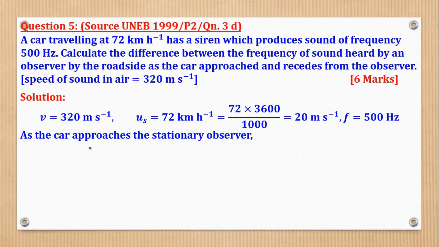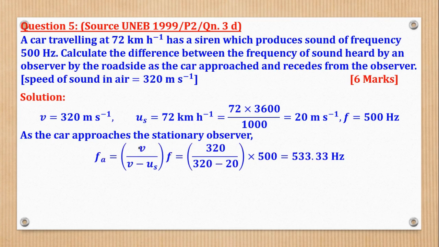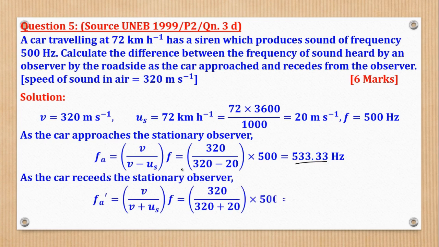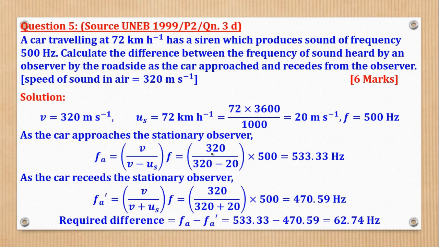So there are two cases. When the car approaches a stationary observer, apparent frequency increases. So maximum numerator, minimum denominator. So come up with that. When the car recedes from the stationary observer, then apparent frequency reduces. Minimum numerator, maximum denominator, to come up with that. Therefore, the difference in the frequencies will be got by subtraction, which will be this. And that's what they wanted.